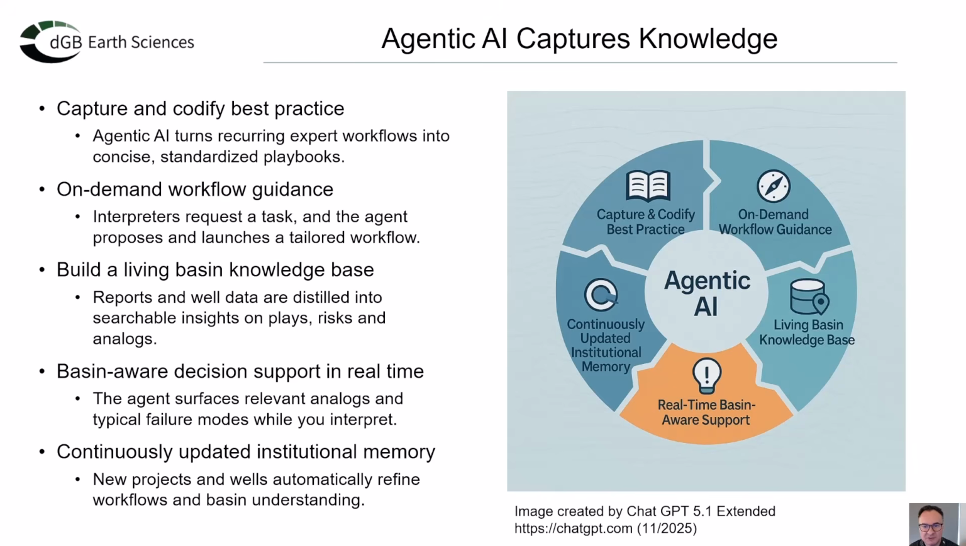Finally, we can use all of these things, especially in terms of these agentic AI workflows, to capture knowledge. And that's probably the most important future aspect of any of these things, is to capture and codify best practices, get this on-demand workflow guidance, build a living basin knowledge base that we can interrogate. And we can have this basin-aware decision support, in real time, where it can help us surface relevant analogs and typical failure modes while we're interpreting, right?